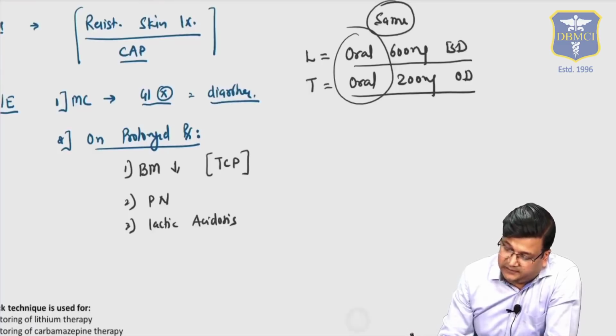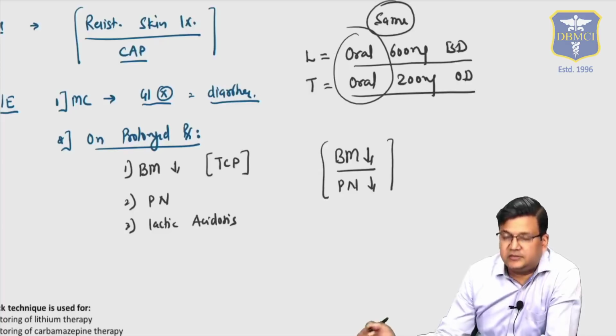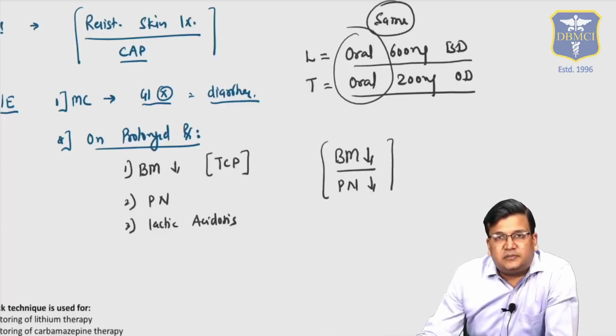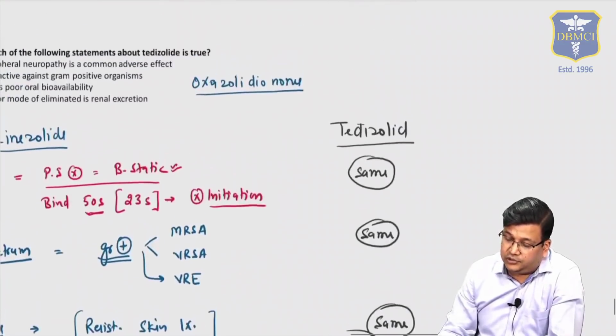Coming to side effects, the bone marrow suppression is less and peripheral neuropathy is less with tedizolid as compared to linezolid. So these are the differences between tedizolid and linezolid. With this we can approach the options.